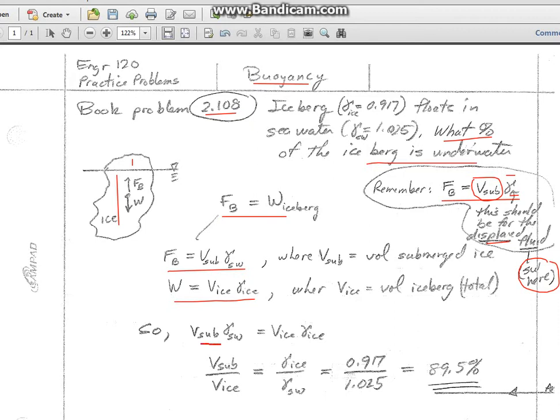And if we simply equate these two and do a little algebra, we see that even though we don't know the volumes of the submerged part or the total iceberg, we can get the ratio from the gamma ratios, and that turns out to be about 90% of the iceberg is underwater, about 10% is above the water.